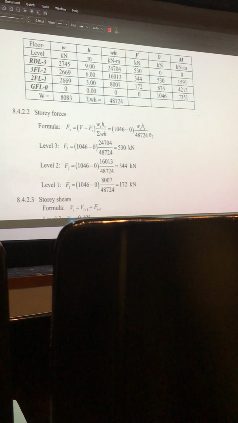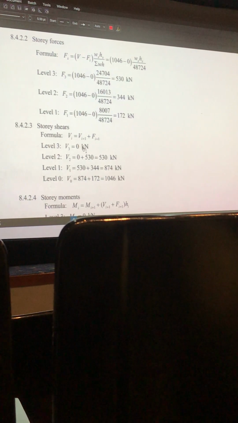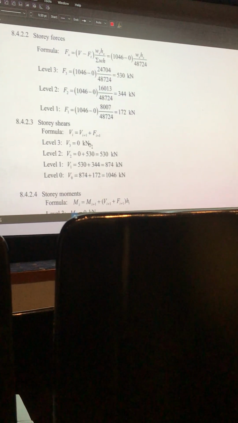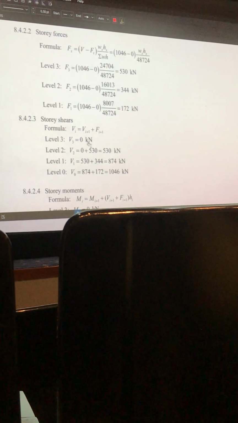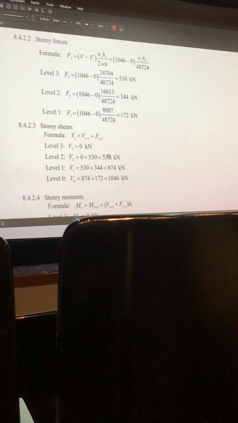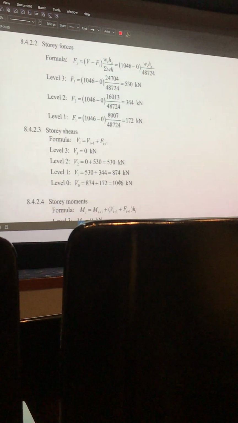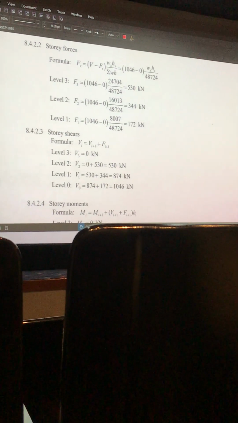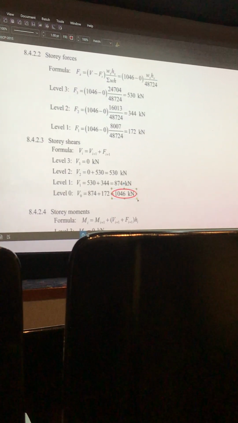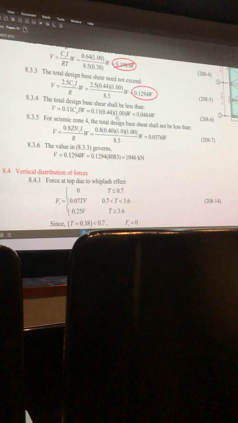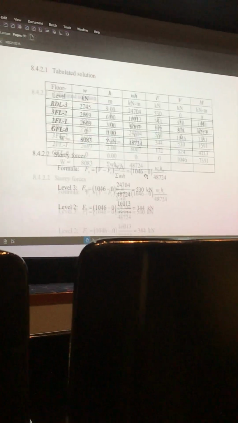Then the story shears. You have the shear at the top 0, then the shear at the lower level will be equal to the shear at the upper level plus the lateral force at that level. So 0 plus 530 is 530, 530 plus 344 is 874, 874 plus 172 gives 1046. And of course, to check your calculation, the shear at the lowermost level, the ground level, must be equal to the base shear. If not, there is a mistake in your computation.